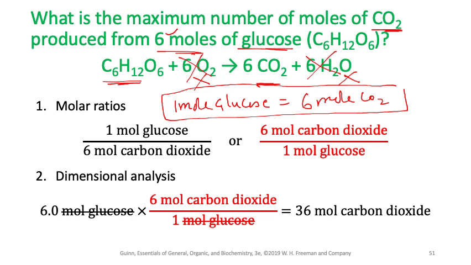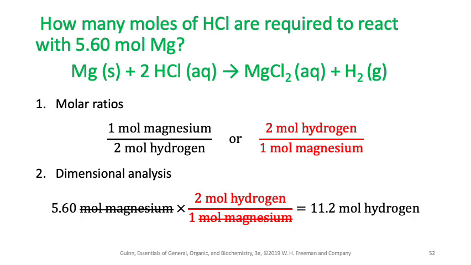So it says maximum number of moles of carbon dioxide, so carbon dioxide has to be on the top, moles of glucose on the bottom, and multiply with your given number. 6 moles of glucose cancel. When you multiply, you will get the number of moles of carbon dioxide that you can produce with the 6 moles of glucose, right? So this is how you can do this kind of problem, right? Let's do one more problem on this.